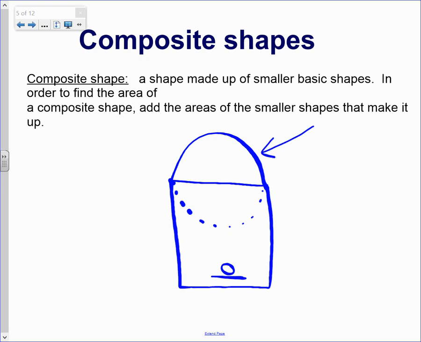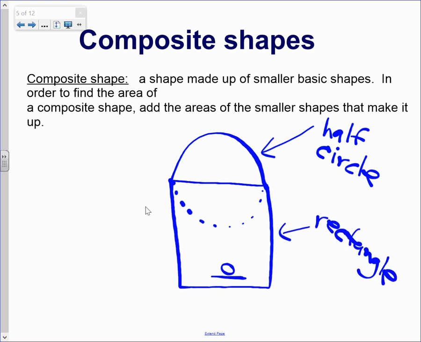All right, what is a key made out of? It's a half circle on top. Go and write this: half circle on top, but the bottom shape is called a rectangle. So it's an irregular, funky, weird shape. We call it a composite shape because it's made up of smaller basic shapes. A half circle and a rectangle make up the key in basketball.